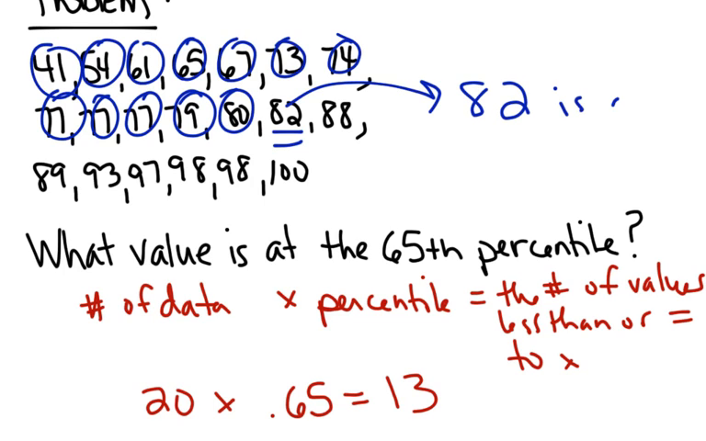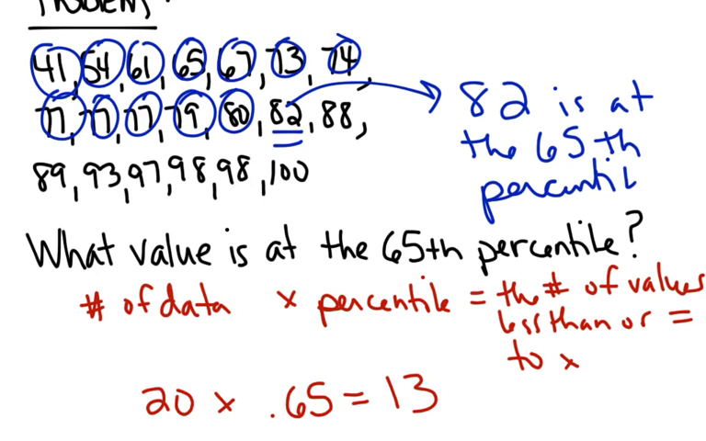82 is at the 65th percentile. That means that 65% of the numbers are less than or equal to 82. And the way that I did it was I multiplied the number of data times the percentile, and again, that tells me the number of values less than or equal to the number I'm looking for. So once I found that value, I counted 13 numbers to find out that 82 is the number at the 65th percentile.